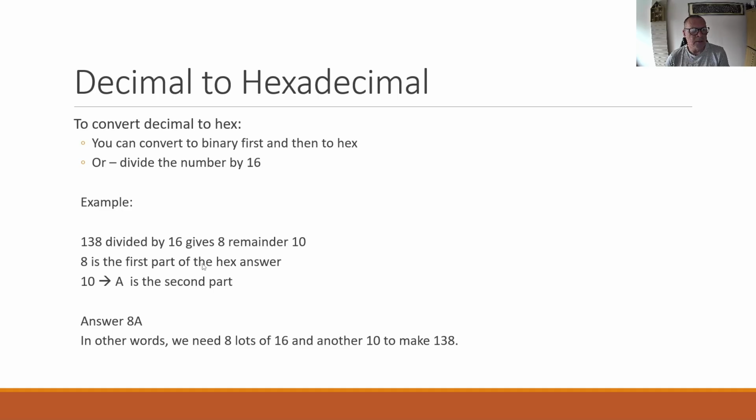So this way is a little bit more taxing in terms of actually doing the division maths. This way is kind of easier and a little bit safer perhaps.